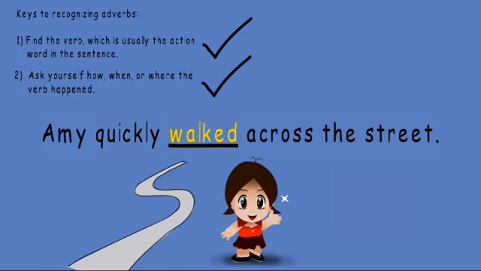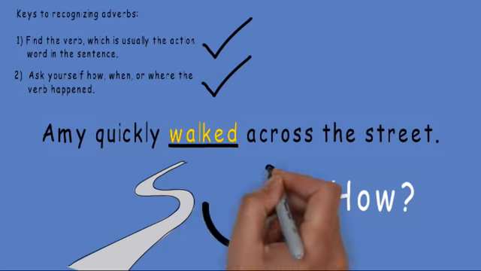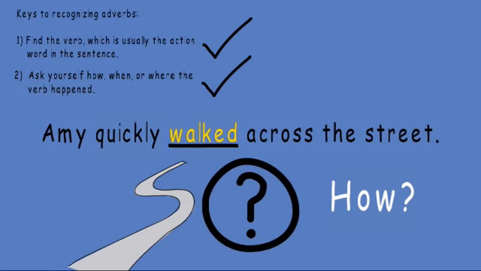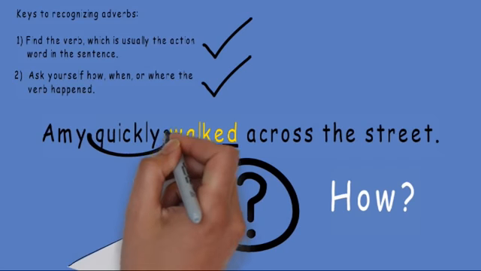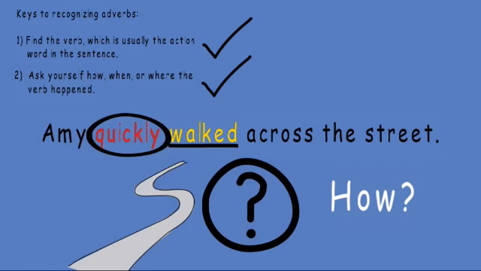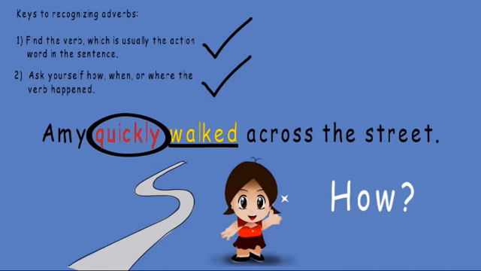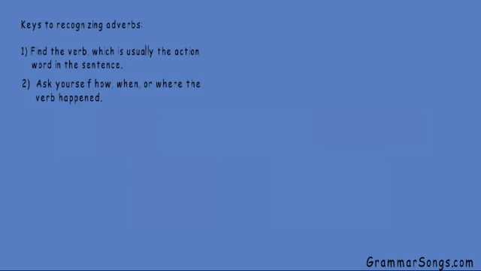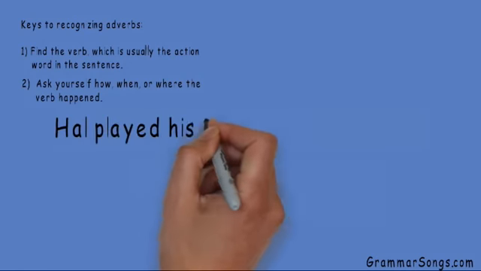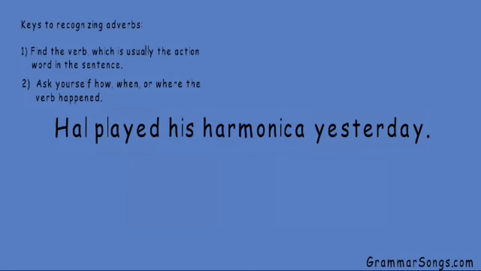Now I need to ask myself how, when, or where the verb happened. Do you see a word that tells how Amy walked? Quickly. Amy quickly walked across the street. Quickly is an adverb telling how Amy walked. Let's look at another sentence. Hal played his harmonica yesterday.